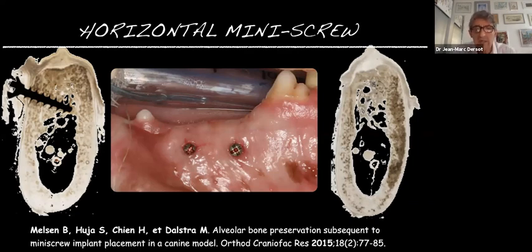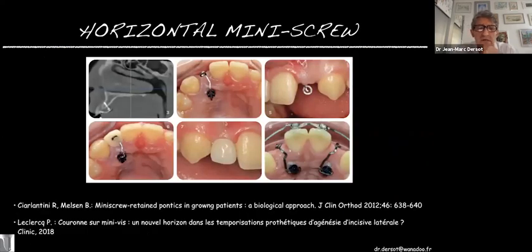So after this study on animals, they proposed this kind of solution to replace lateral incisors. As you can see, there is a mini screw on the palatal aspect. The mini screw is inserted more or less in a horizontal position, and linked to the mini screw there is maybe a rectangular wire, as all the orthos can do. There are several axes, plicatures, and a cosmetic part is bonded on this metallic wire.